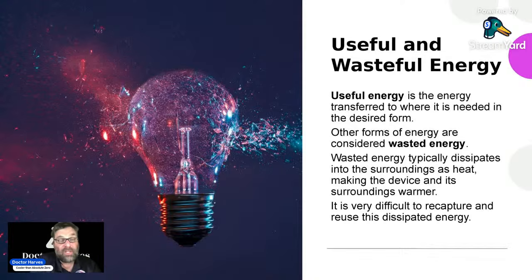Okay, and that's what I'm just touching on this slide. So useful and wasteful energy, which links into efficiency later. Useful energy is the energy transferred to where it's needed in the desired form. Other forms of energy are considered wasted energy. Usually in the context of level 1 physics, the wasted energy is in the form of heat, which makes the surroundings warmer.